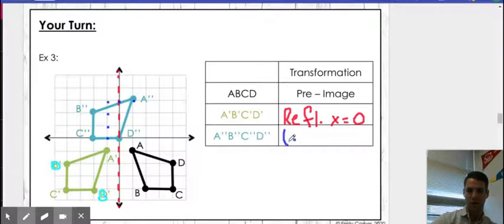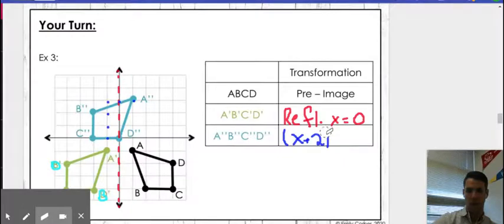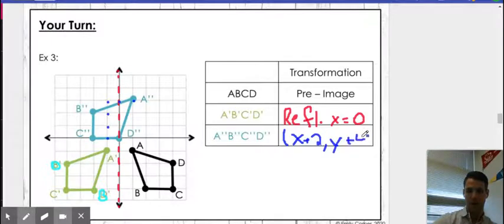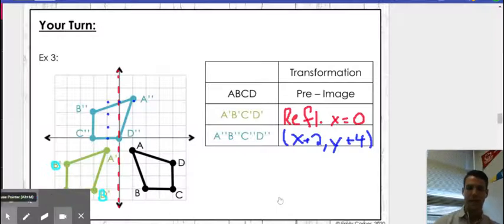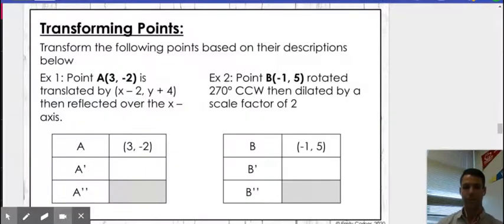So our translation was x plus 2, and the y part would be y plus 4. And that finishes up this problem that we're working on. So let's keep moving to our next part.